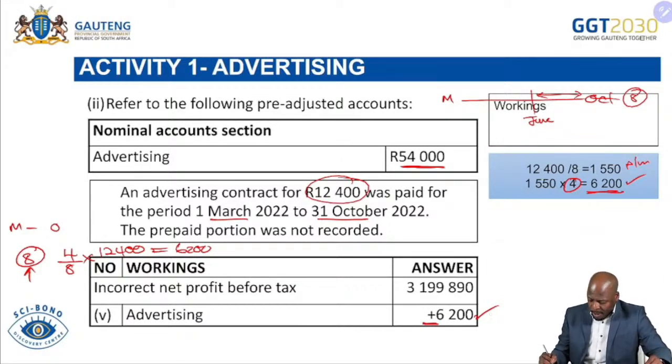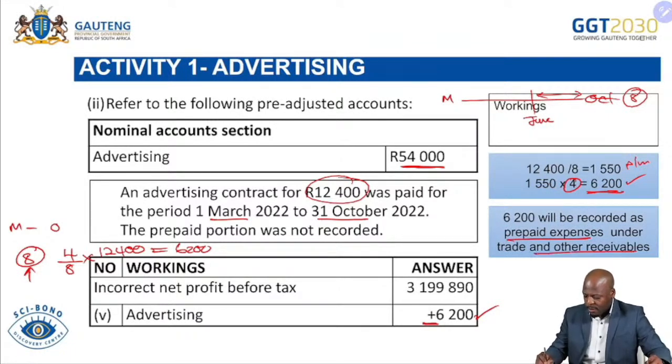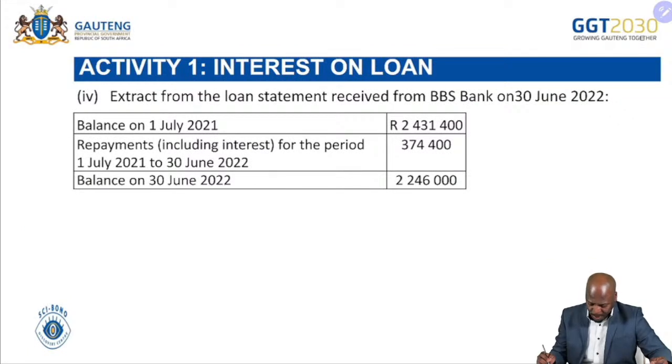And then the 6,200 will be recorded as prepaid expenses, that is under your trade and other receivables. So here we're talking of the statement of financial position. Okay, now let's quickly go on to the next aspect.